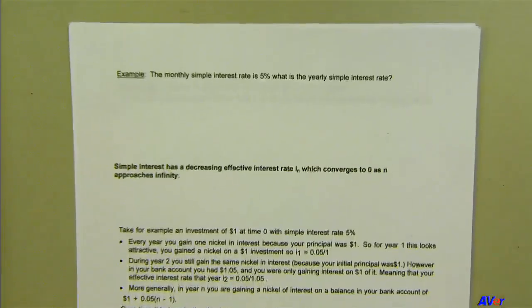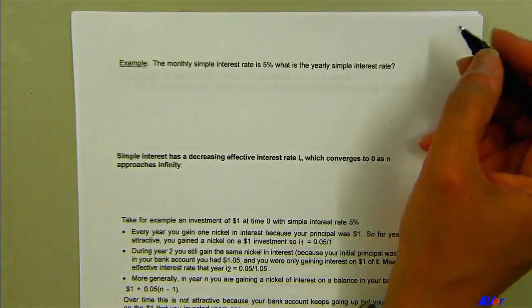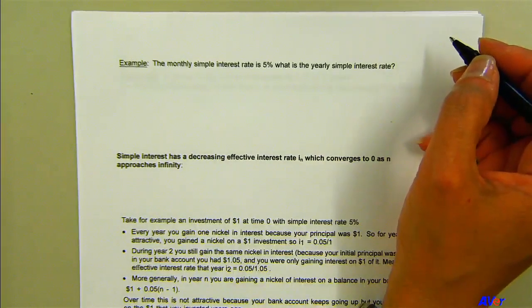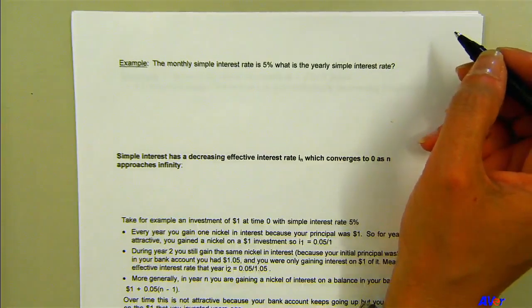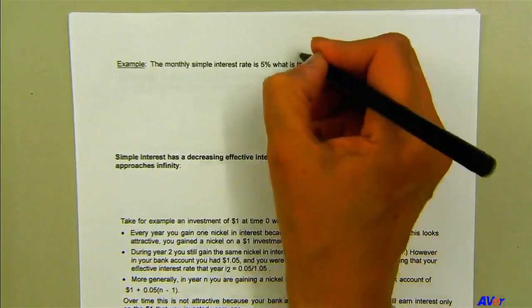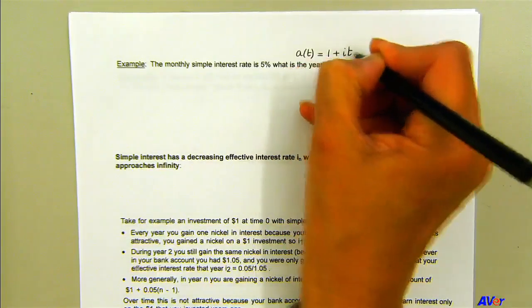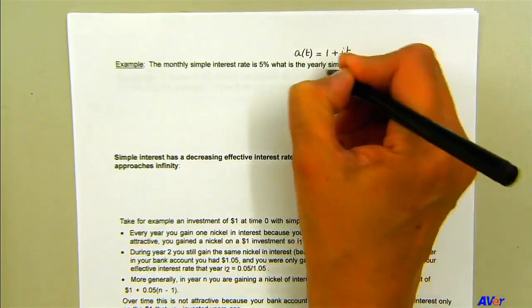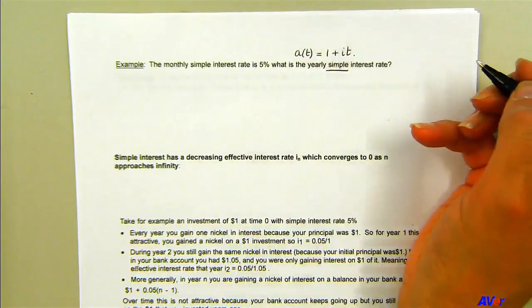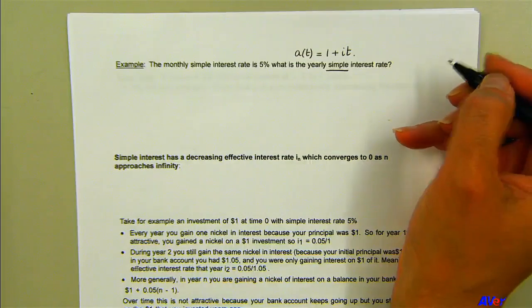Okay, top of the next page. The monthly simple interest rate is 5%. What is the yearly simple interest rate? Simple interest. So I'm talking about A of t equals 1 plus i t, right? So if the monthly rate is 5%, what is the yearly rate?